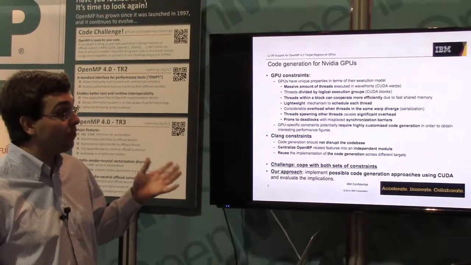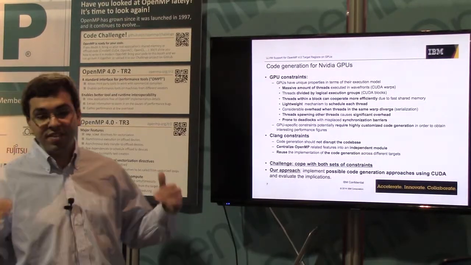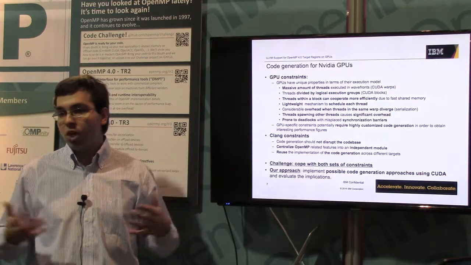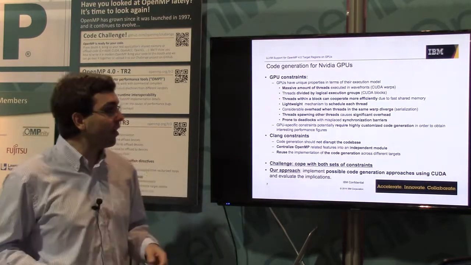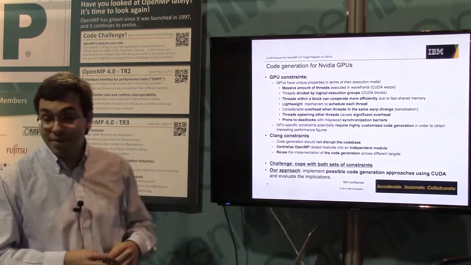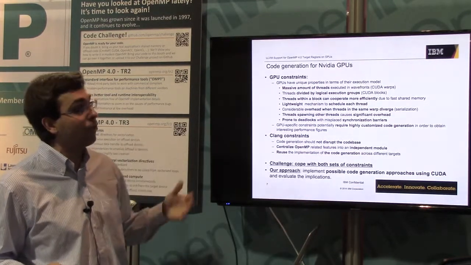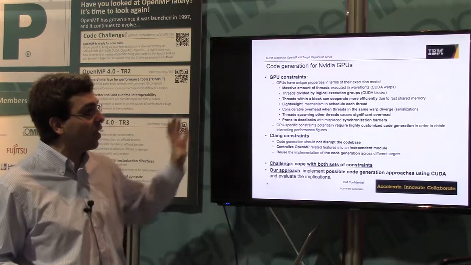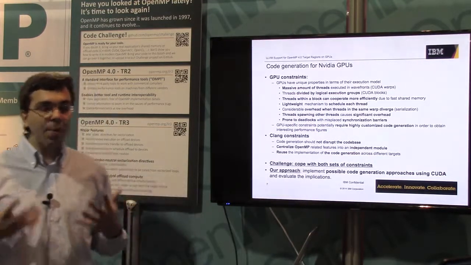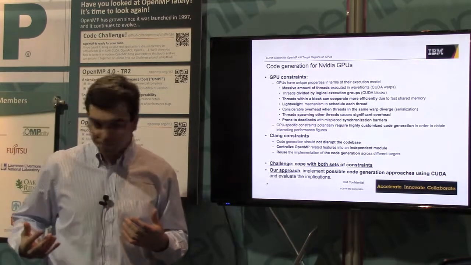Another property of GPUs is that we need synchronization barriers to be hit by all the threads so that we do not incur deadlocks. That's something we need to care about. So we need to be really careful in our code generation so we can accommodate all these constraints. This is from the GPU side, but we also have some constraints on the compiler side.